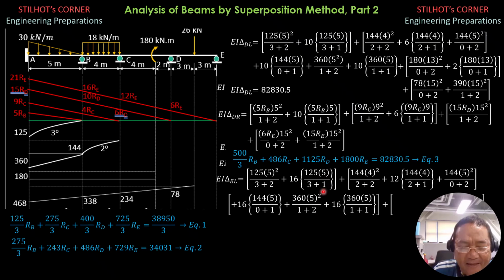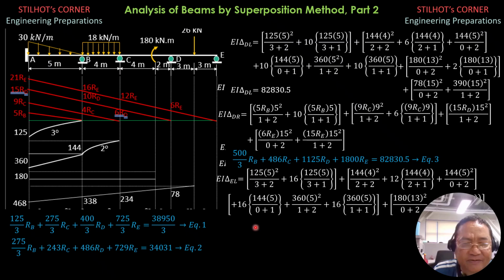Simplifying, EI delta E due to couple, I forgot. So there are two effects. Deflection 180 times length 13 square over 0 plus 2. And for the slope, additional slope is 2 plus 3, that's 8 of theta. Theta is 8 times 180. 8 times 180 times length, that is 13, divided by 0 degree plus 1.